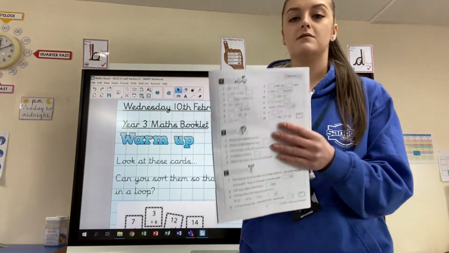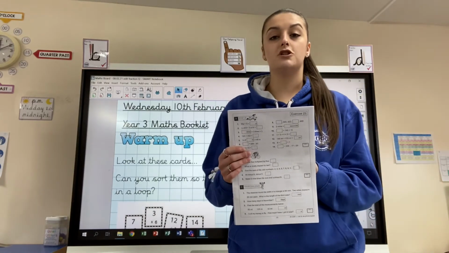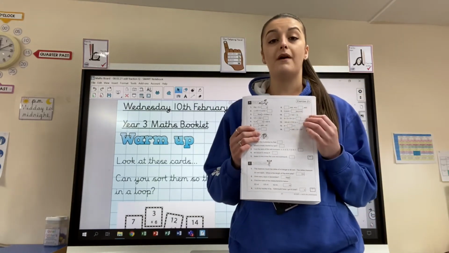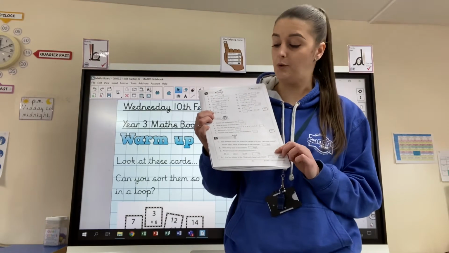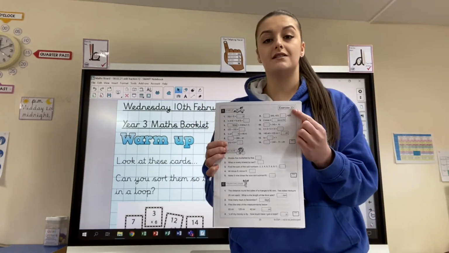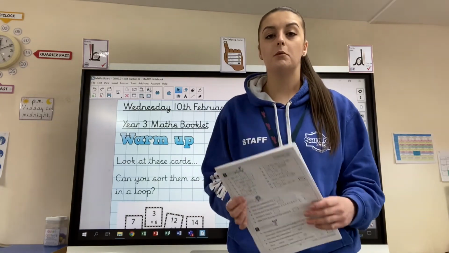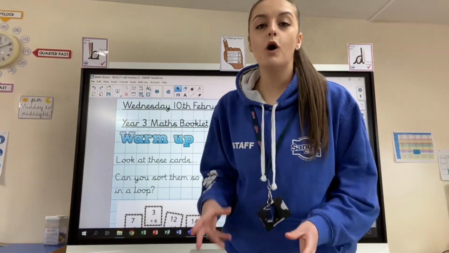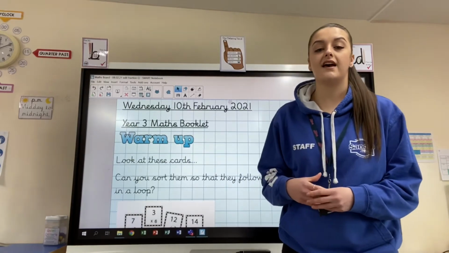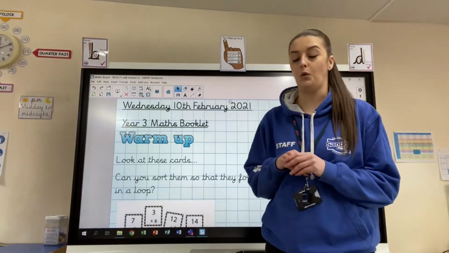Now today we're going to move on. So we finished page 22 yesterday. We're going to be completing page 23 in our maths booklets today, which has got exercise 23 at the top. And we're going to complete all 3 sections. But before we get on to that, let's warm ourselves up ready for our learning today and then have a look at our learning question.